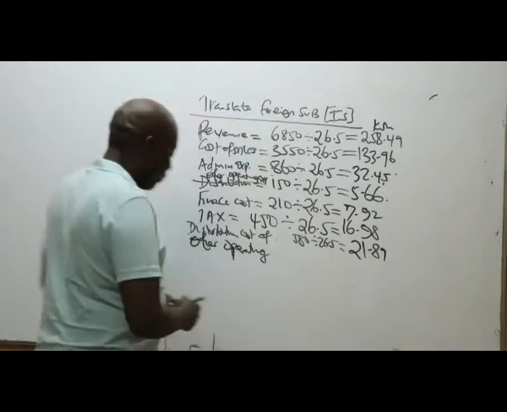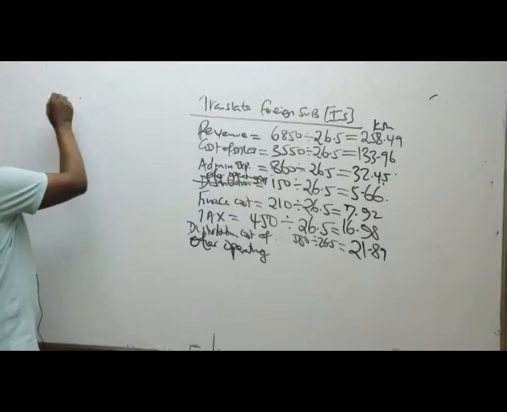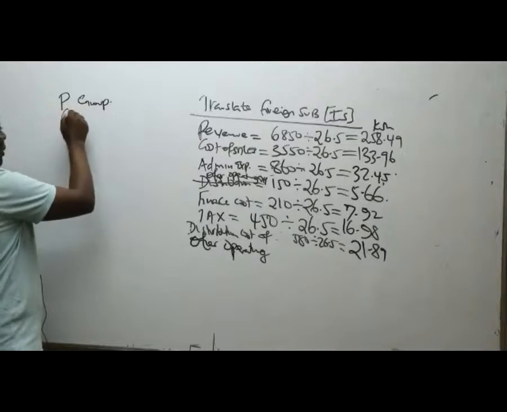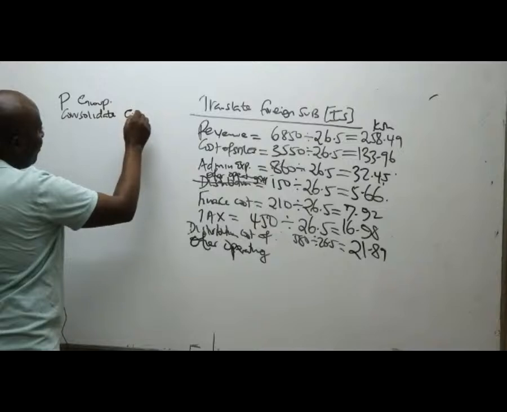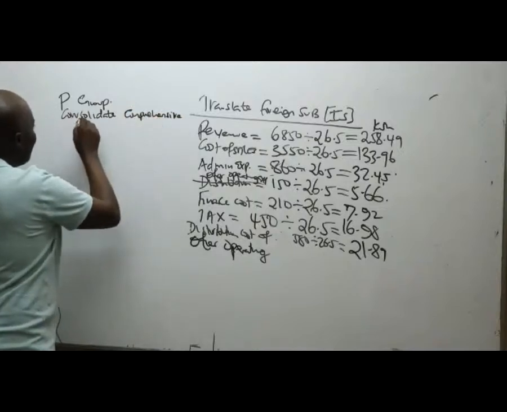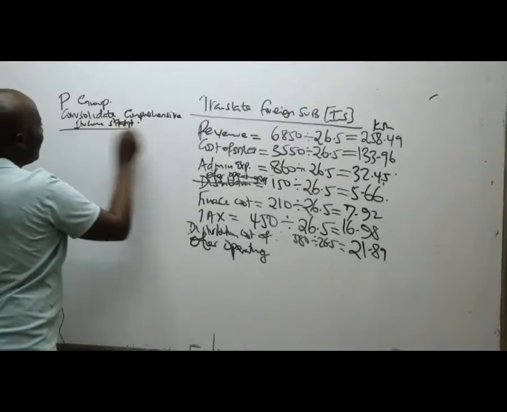Thank you. Now from there, come and give us the name of the company. Tell us: P Group Consolidated Comprehensive Income Statement. So start with revenue.